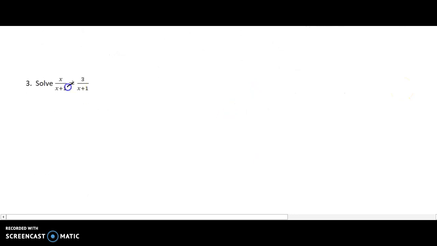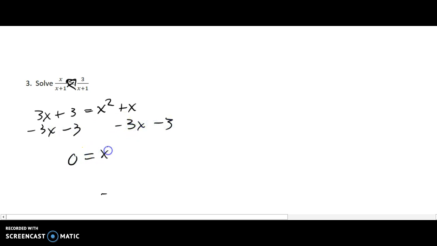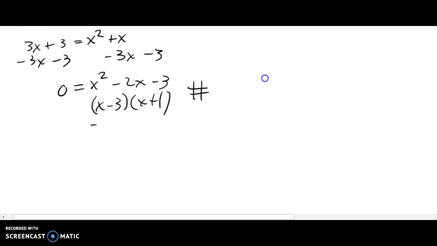Finally, the last one, we're going to cross multiply. Don't forget to distribute. Then we're going to solve by subtracting everything over, because it's an x squared. Then we're going to tic-tac-toe this. It's called factoring. And those are the factors after we tic-tac-toe. Then we need to find the answers.